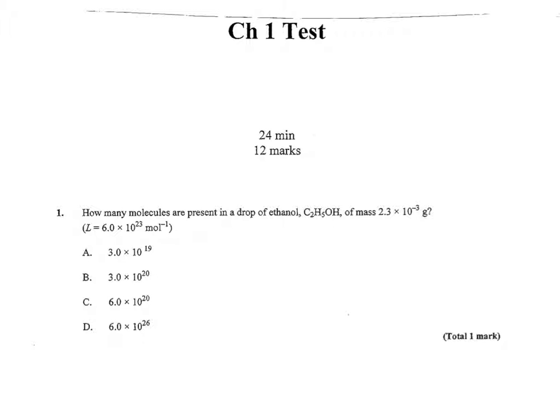So number 1 wants to know how many molecules are present in a drop of ethanol, and there's a formula for ethanol, and then more importantly, here's the mass that they estimate that drop weighs. So you've got to get from grams to molecules. So immediately you should realize to get from grams to molecules, you need to go to moles and then to molecules.